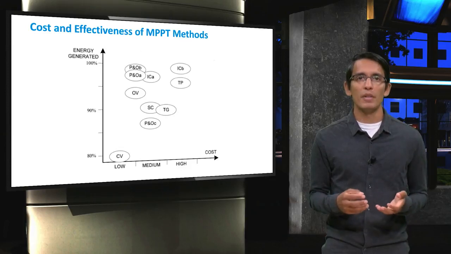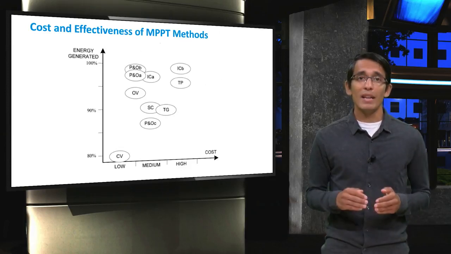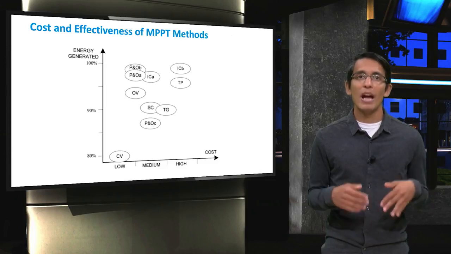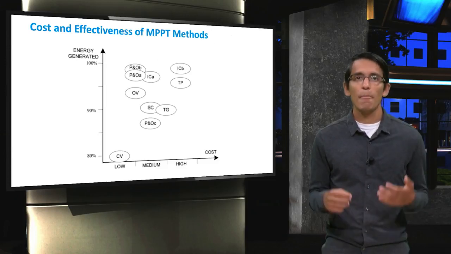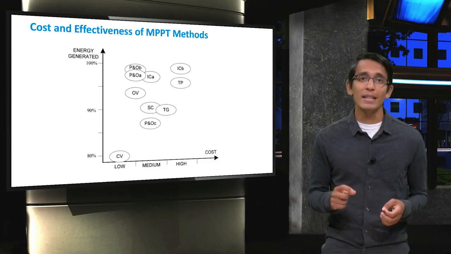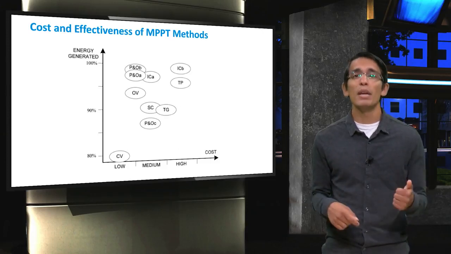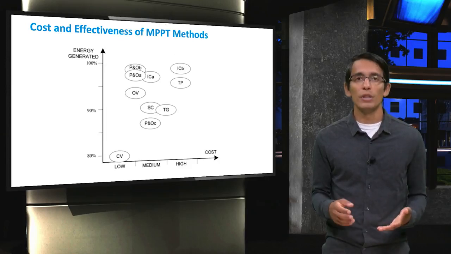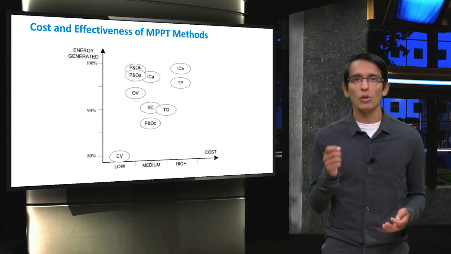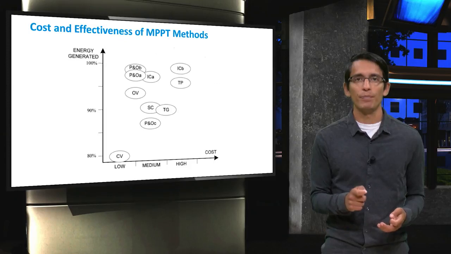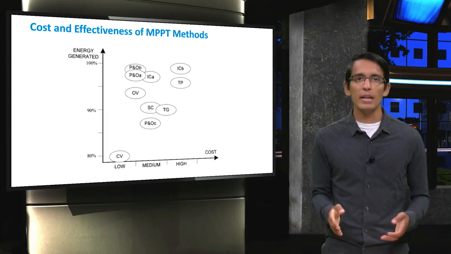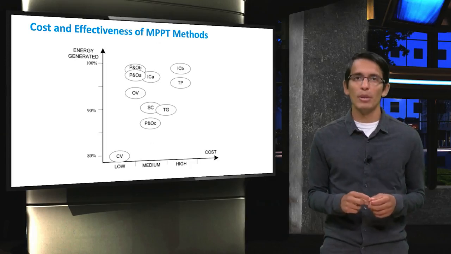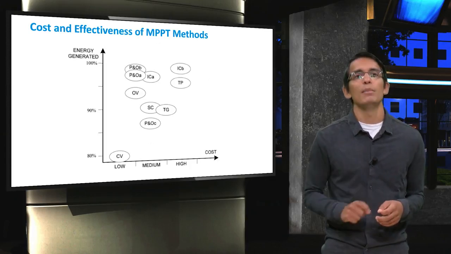Here we see a comparison of the different techniques. On the x-axis, we have the cost of a certain technique, and on the y-axis, we have how much energy is generated. Here you can recognize IC as the incremental conductance, P and O as the perturb and observe, CV as the constant voltage, and OV as the fractional open circuit voltage method. You can see again that the incremental conductance technique does marginally outperform the perturb and observe technique, but is significantly more costly.